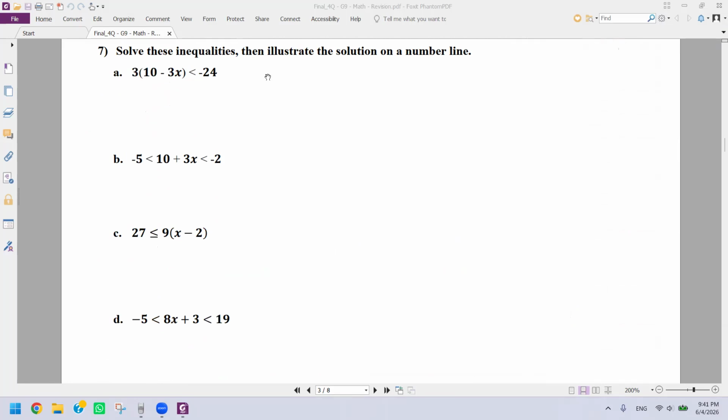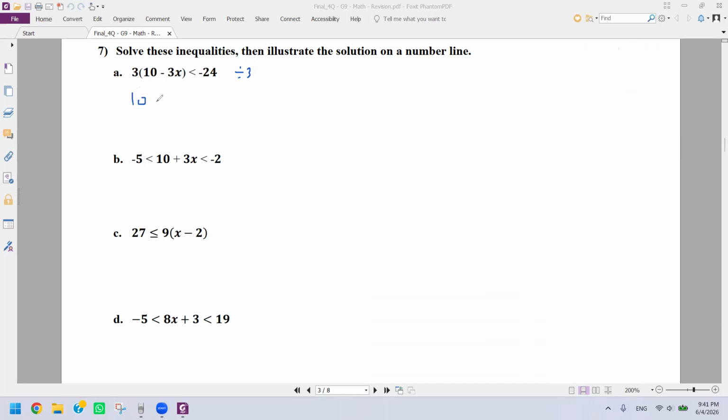Question 7. Solve these inequalities, then illustrate the solution on a number line. So after I solve the inequality, I need to show my answer on a number line. So how do I solve the inequality? It's a bit similar to the equation. We need to keep x alone. First, some of the students will expand the bracket, they will multiply by 3. It's easier and faster to eliminate that 3. How? By dividing by 3.